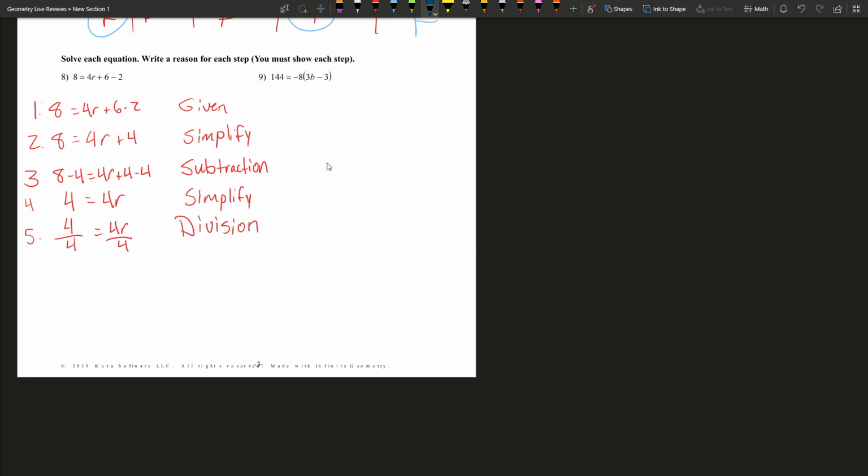Number 9, again, first step is always just what's given. I'm going to distribute this 8. So 144 is equal to negative 24b plus 24. And that's the distributive property.